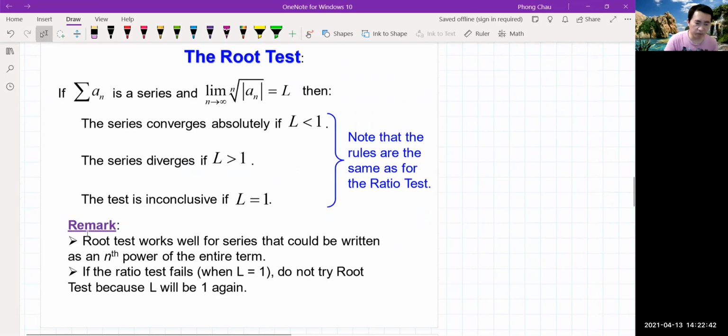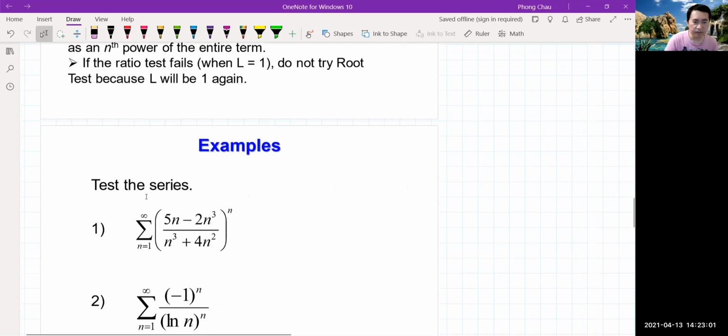And the second remark here: if the ratio test fails, and remember the ratio test fails when the limit L equals 1, do not try the root test, because your L will be 1 again, and therefore it's inconclusive. Okay, let's take a quick look here.